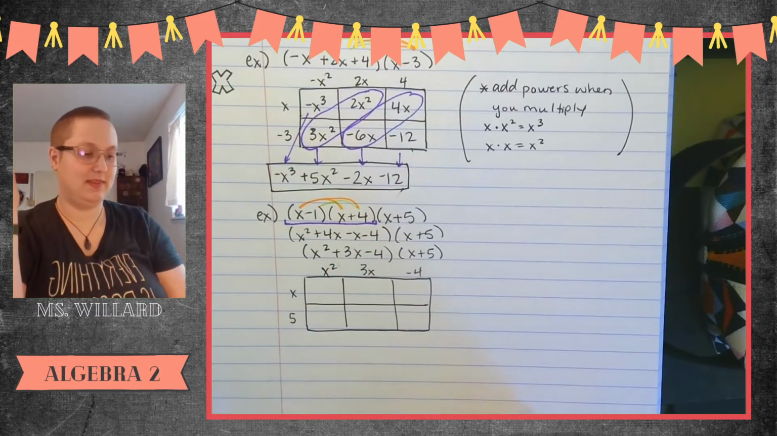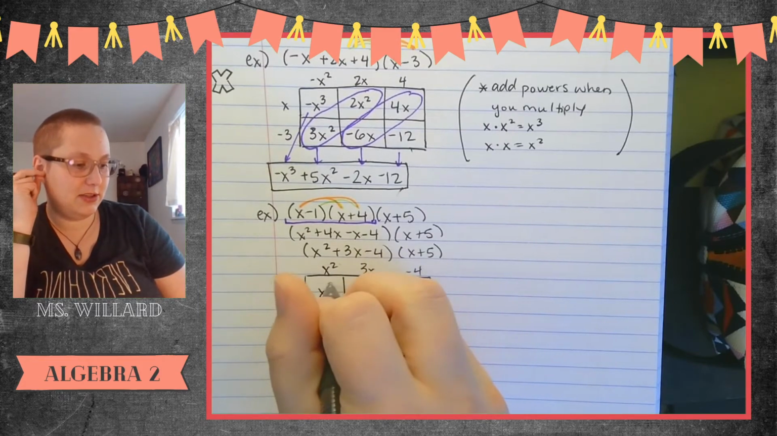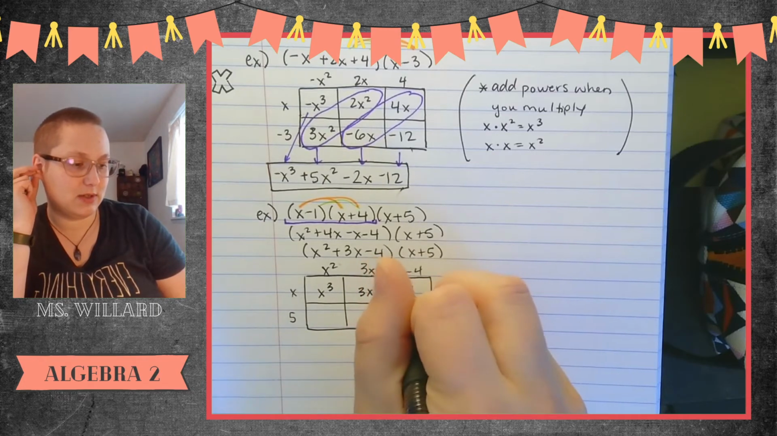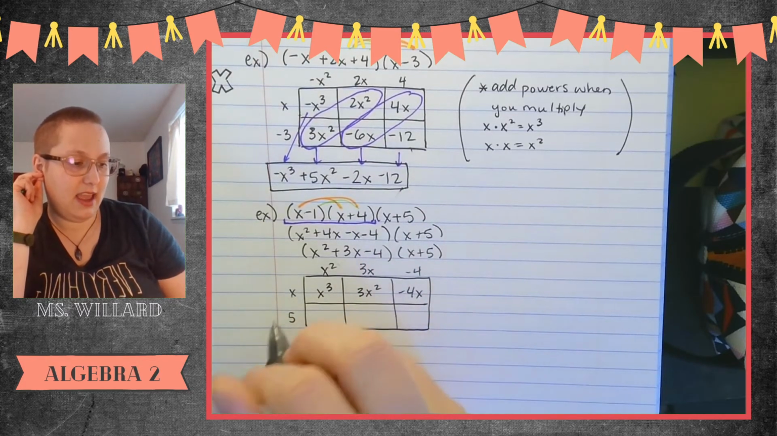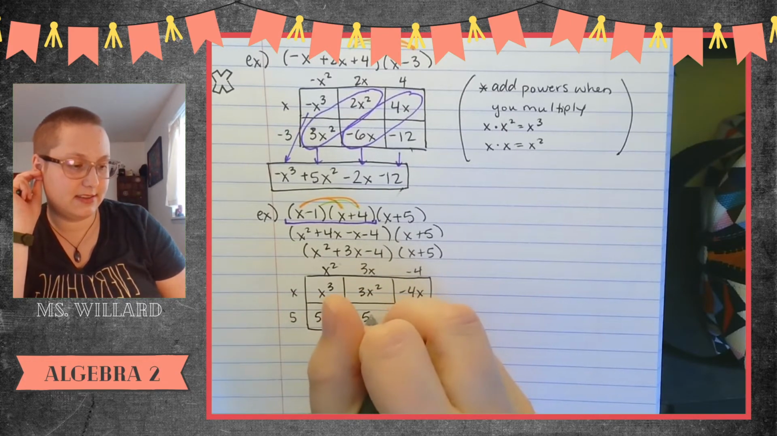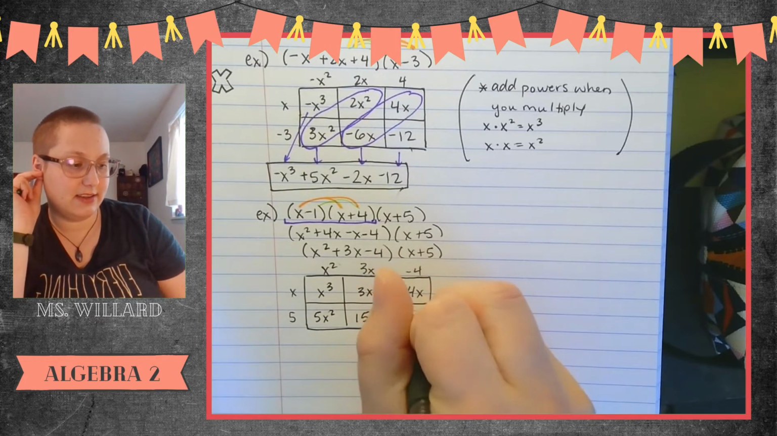Then I multiply stuff out. So x times x squared is x cubed. X times 3x is 3x squared. X times negative 4 is negative 4x. And then 5 times x squared is 5x squared. 5 times 3x is 15x. And 5 times negative 4 is negative 20.